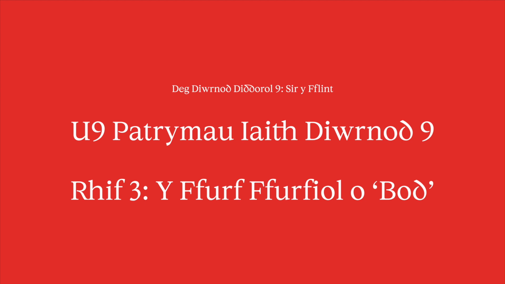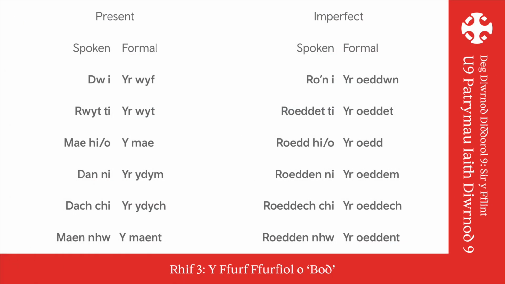Y ffurf ffurfiol o bod. Formal uses of bod. There are formal forms of bod in the present tense, amser presennol, and the imperfect, amherffaith. Dwi, yr wyf. Rwyt ti, yr wyt. Mae hi, mae o, y mae. Dan ni, yr ydym. Dach chi, yr ydych. Maen nhw, y maent.